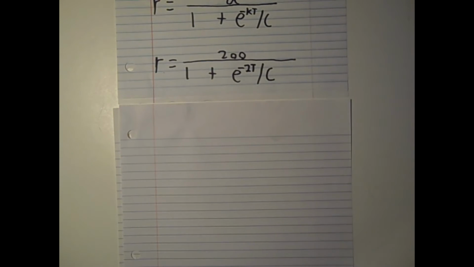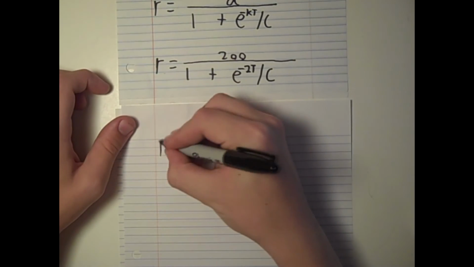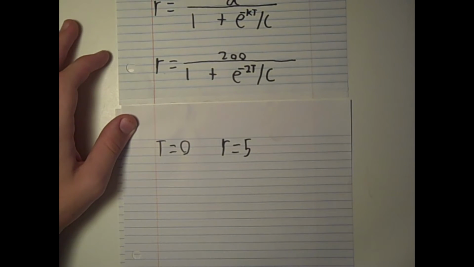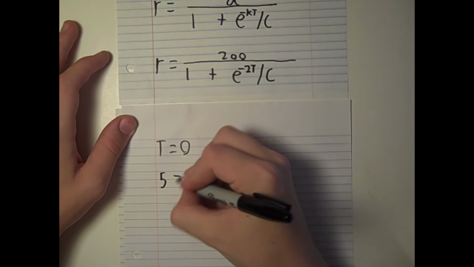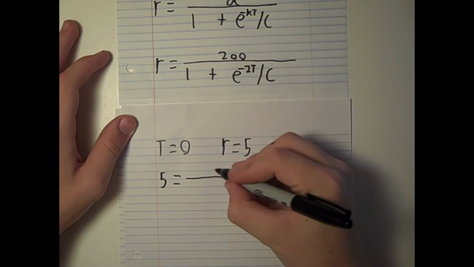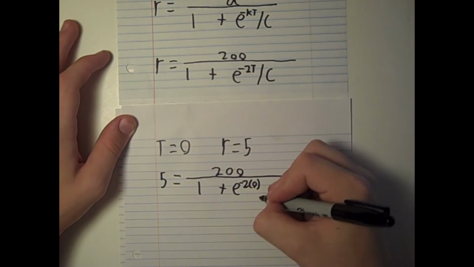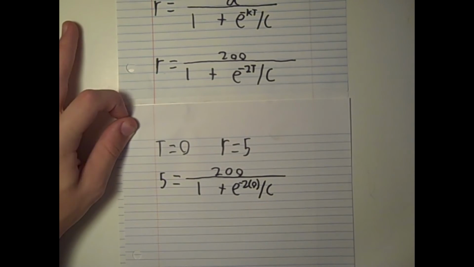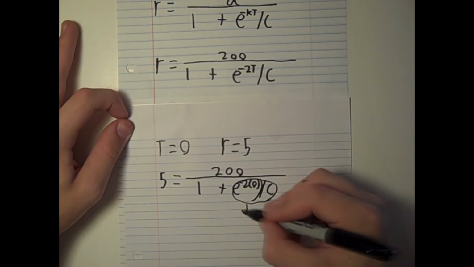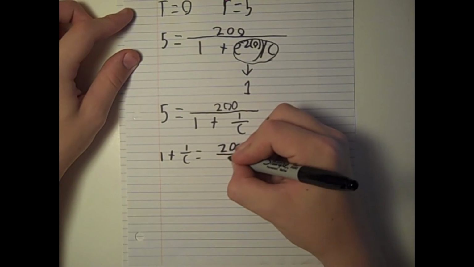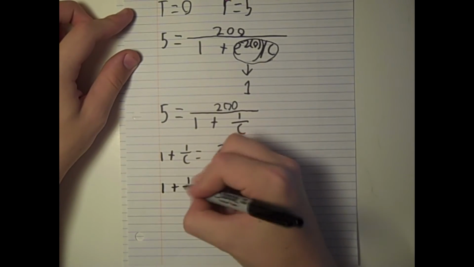And we can solve this like a simple algebra problem if we just put in the values of r and t that we already established. And so if there's a question like this on the AP test, it'll give you an ordered pair like that, and you'll have to solve for the equation that'll get you the logistical growth. And so let's put in those values. e to the 0th power is 1, and so we multiply both sides by 1 plus 1 over c, and then divide by 5 on both sides, and then 200 over 5 gets us 40.